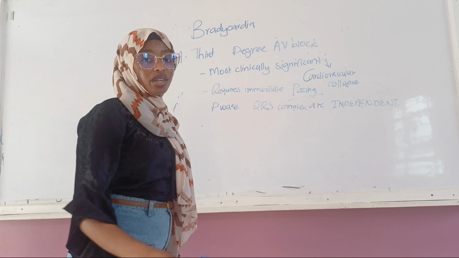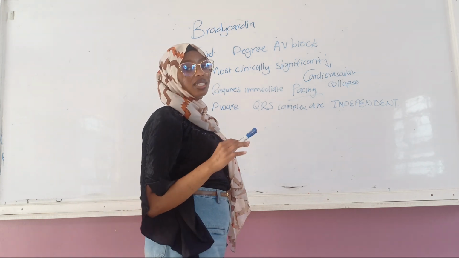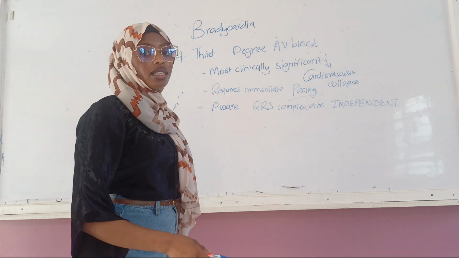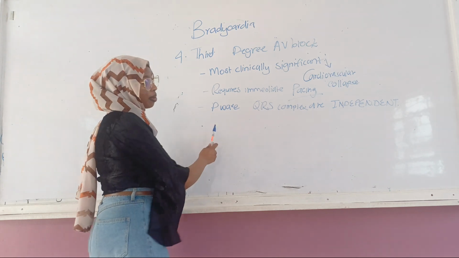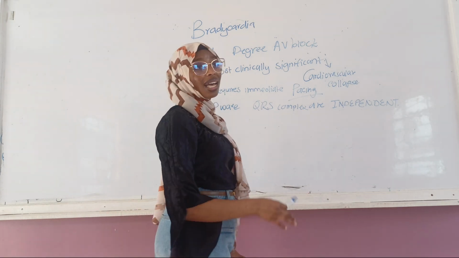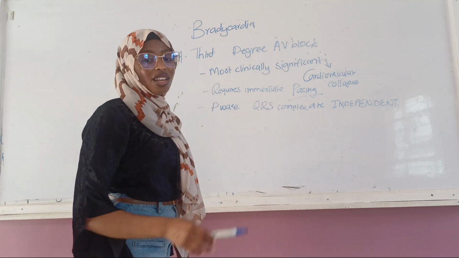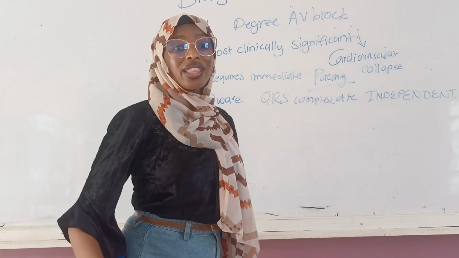And for its treatment, it requires immediate pacing. An easy way of understanding the third degree AV block is that the P wave and the QRS complex are independent of each other. They're not working together. They're both doing their own thing.